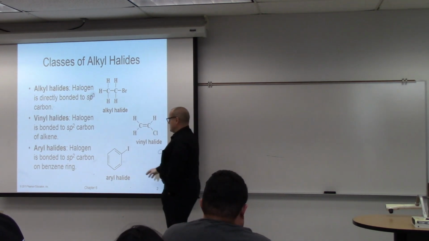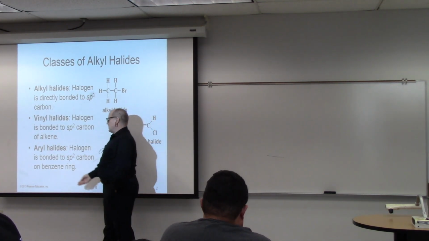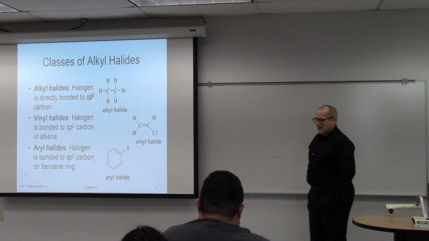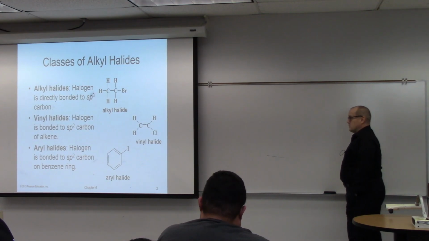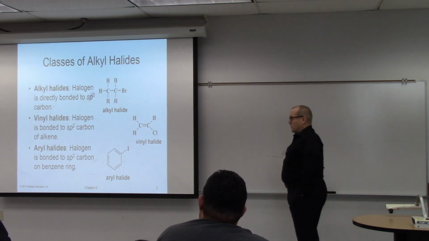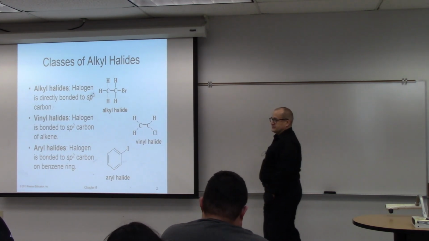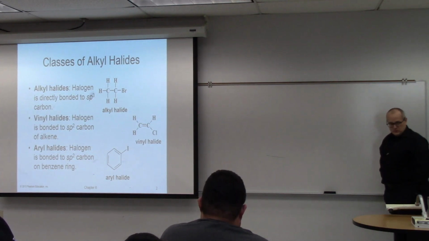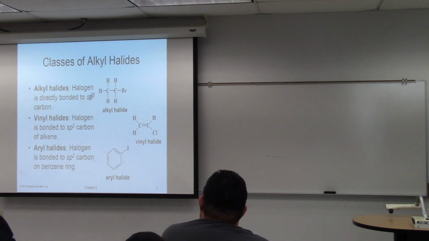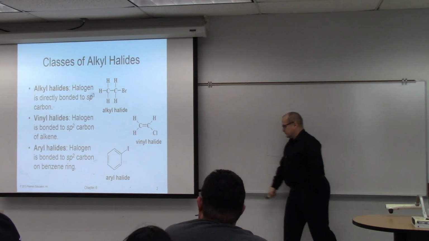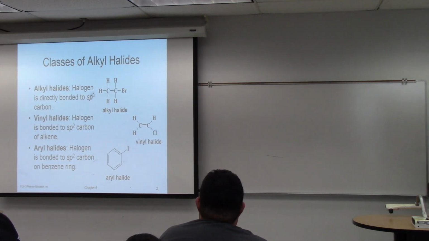And finally, when the halogen is stuck to a benzene ring, those are called aryl halides. Sometimes you hear people say aromatic halides. The proper word is aryl halides. And those are your 3 types. We're going to focus almost, I don't want to say exclusively, but almost exclusively on alkyl halides. The top one. Almost exclusively, we're going to focus on those. Pretty easy so far, right?